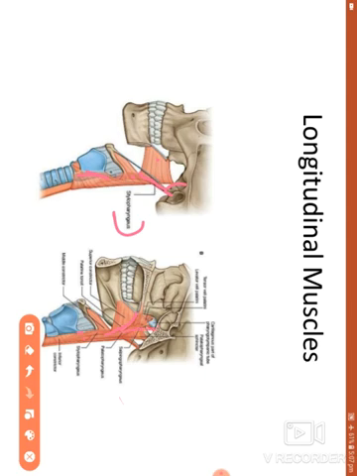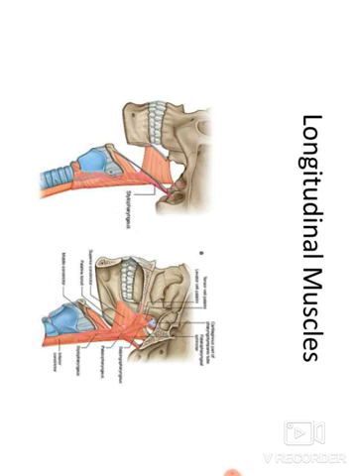Here, this is the stylopharyngeus. All these three muscles attach to the posterior border of the thyroid cartilage. That's about the attachment of the longitudinal muscles. These act as elevators of the pharynx.